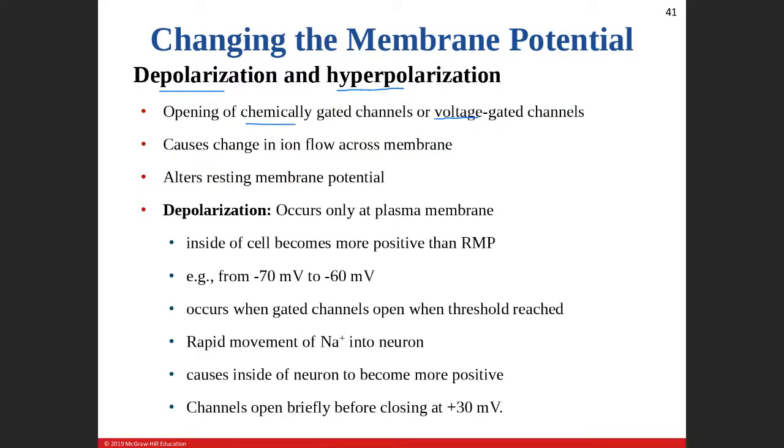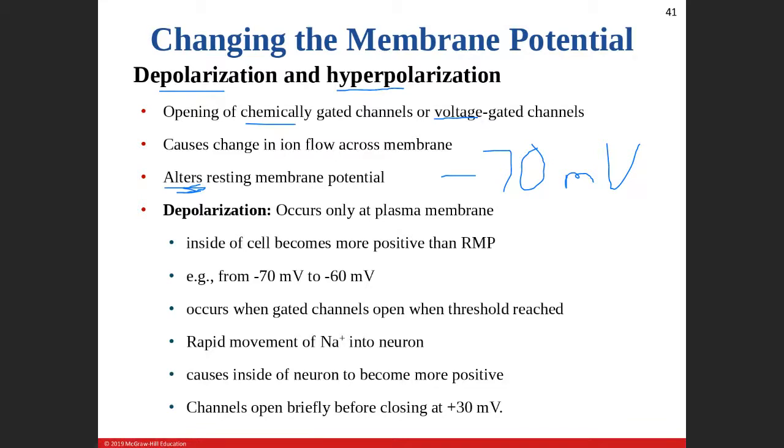And when we open those channels, things are going to move in and out of the plasma membrane. Okay? What does that mean? We're going to change our resting membrane potential. What does that mean? We're going to somehow change this number, that negative 70 millivolts. So let's talk about the first way we're going to change it.